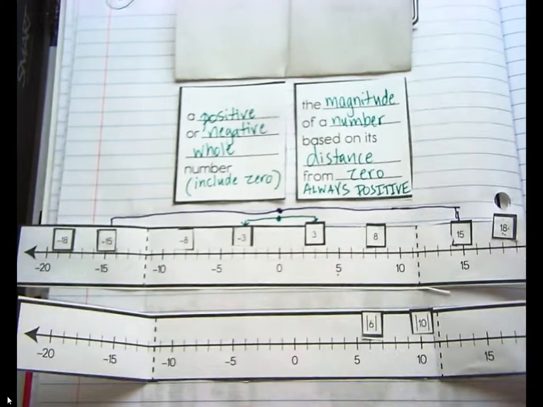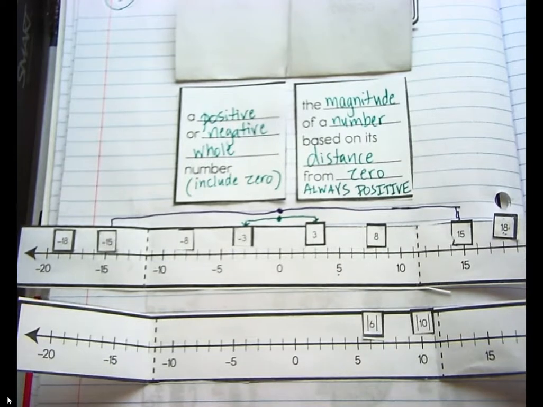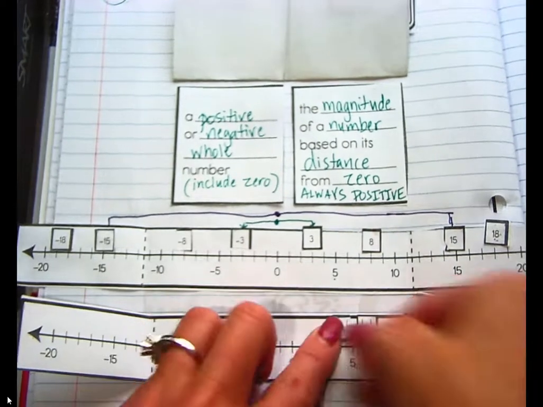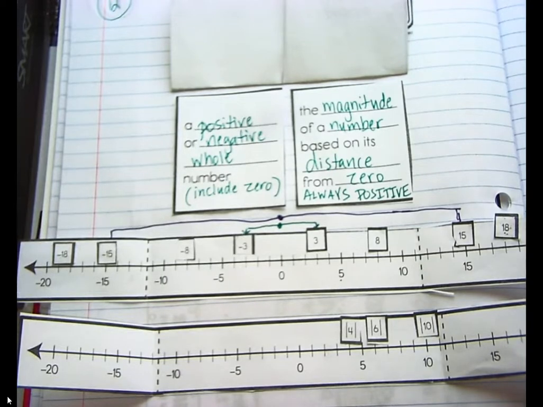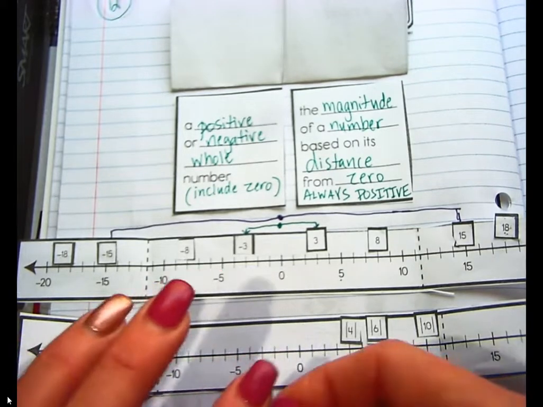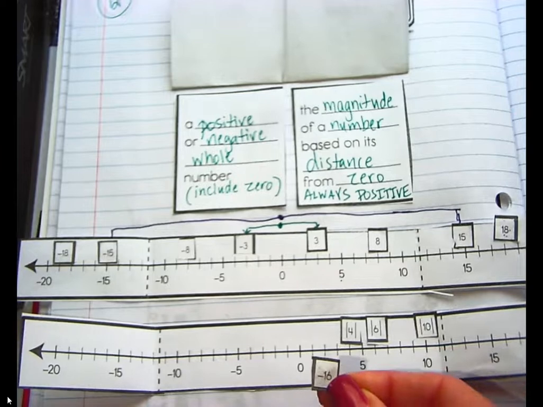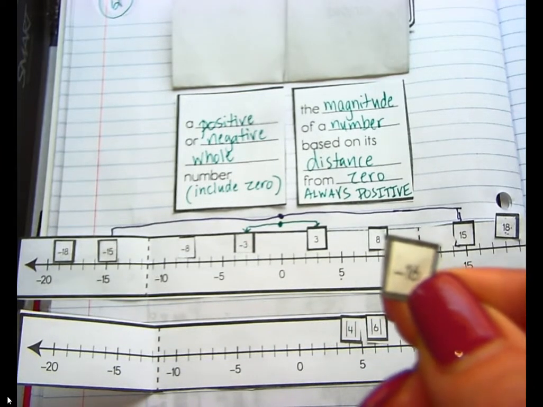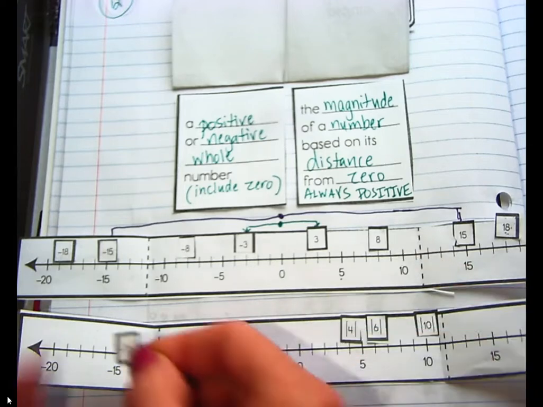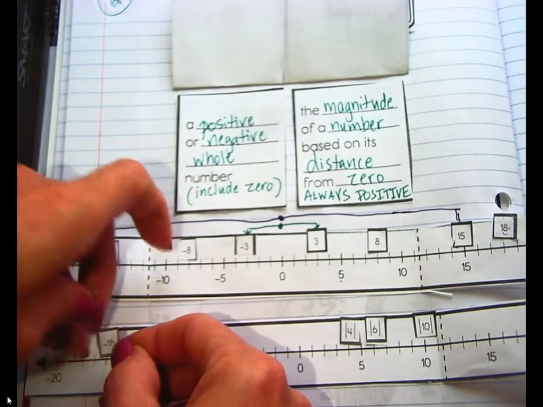All right, so let's just keep placing them. Positive 4. The absolute value of positive 4 is 4. Okay. What about negative 16? Where would I put negative 16? Would I put it as positive or negative? Does it have the absolute value symbol? So it would just be placed at negative 16.